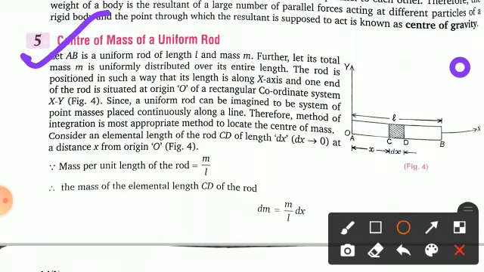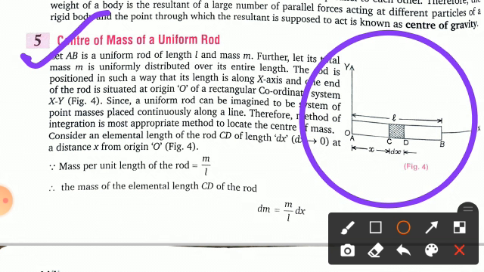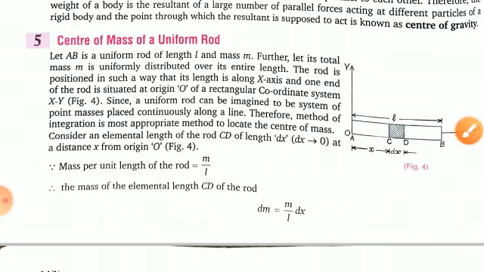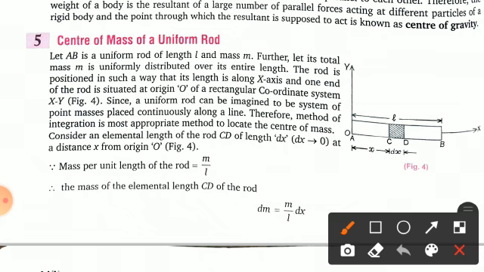So you can see here from this figure, this is a uniform rod AB, where small l is the length and m is the mass. Fine. So let its total mass m be uniformly distributed over its entire length, which means the mass at every point is the same. The rod is positioned such that its length is along the x-axis, and one end of the rod is situated at the origin of a rectangular coordinate system xy. This is the figure we are talking about.